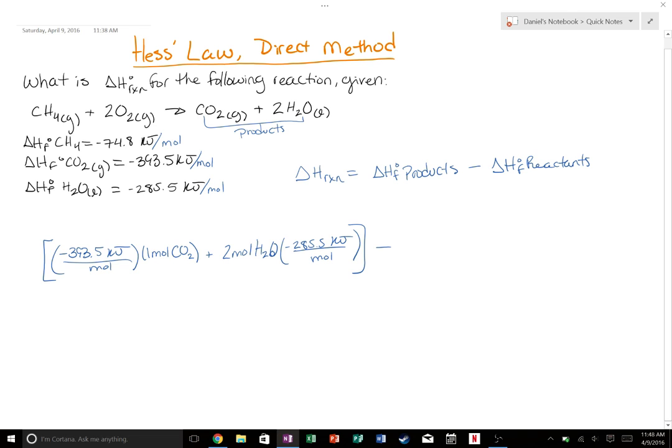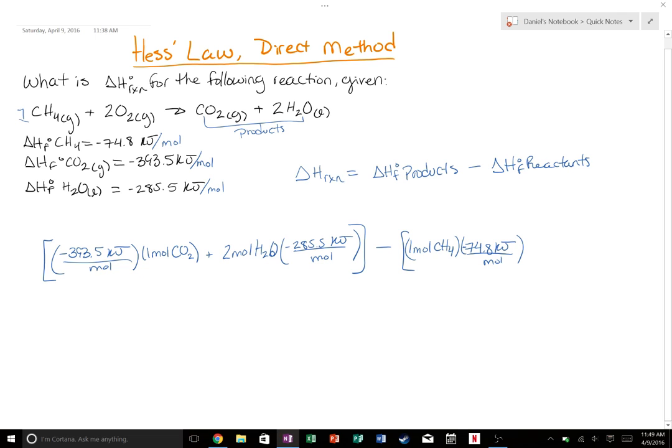And that's going to be subtracting. So we're going to do minus, and let's go write our methane. So let's go start another bracket. Okay, so methane. How many moles of methane do we call for? Well, you see over here, there's an imaginary 1. So let's just go ahead and write 1 mole of CH4. And we're going to multiply that by the heat of formation of 1 mole of methane. So negative 74.8 kilojoules per mole. All right.